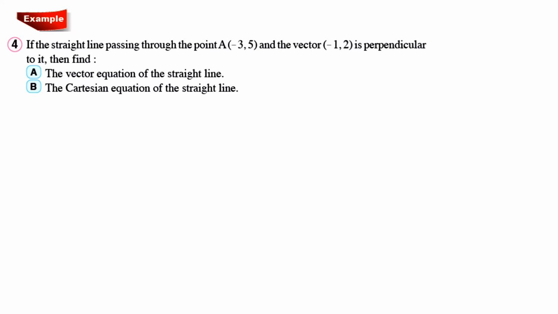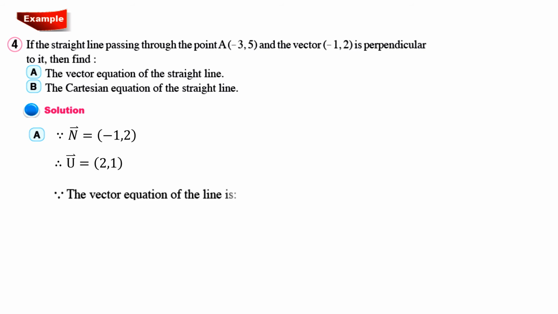Another example: a straight line passing through (-3, 5) and the vector (-1, 2) is perpendicular to it. Find the vector equation and the Cartesian equation of the straight line. So we have the point (-3, 5) and the perpendicular vector (-1, 2). We can write the n vector, which represents the perpendicular vector, as (-1, 2). So we can find the direction vector, which is the u vector, equal to (2, 1), as we said before.